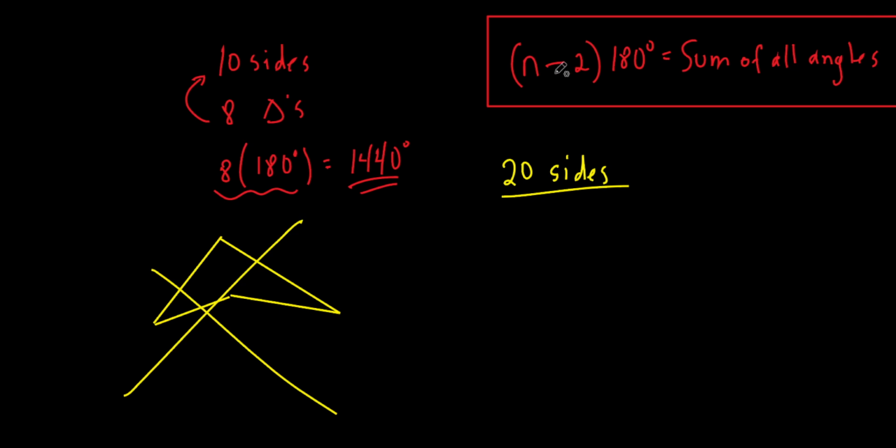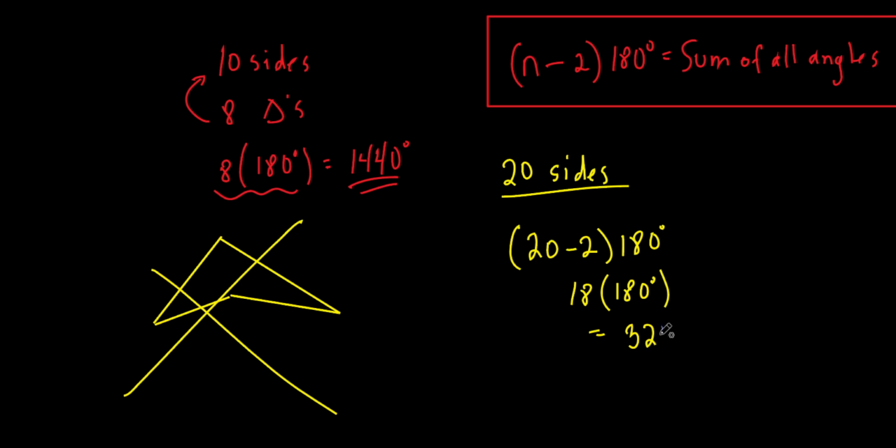What would you do? Use this formula, n minus 2. So what's my n? Well, no, my n's not 18. My n's how many sides I have. My n is 20. So I go 20 minus 2, and then I take that and multiply it by 180. 20 minus 2 is 18, so it's just 18 times 180. Then you put it in a calculator. So 18 times 180, and that's 3240.